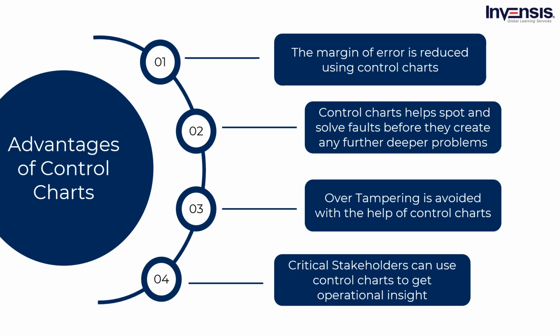Next, over-tampering is avoided when quality data is shown. Let me explain this a bit more. Knowing when your process is working well is just as critical as knowing when something is wrong. Operators commonly over-tamper with a process that was operating correctly while trying to discover whether a problem exists, which can lead to greater variations. So with control charts, this can be avoided. Next, critical stakeholders can use control charts to get operational insight. This was about control charts.